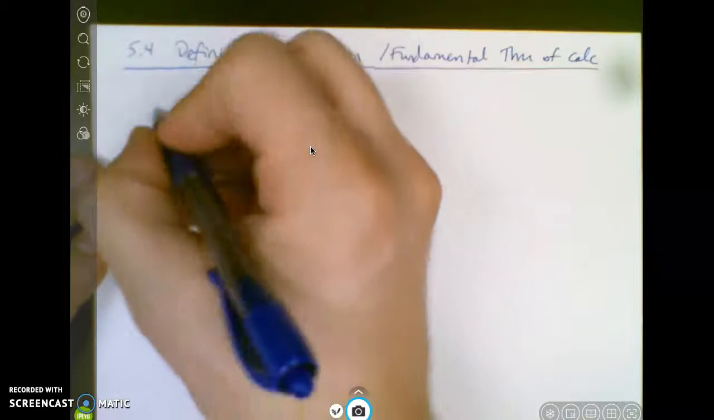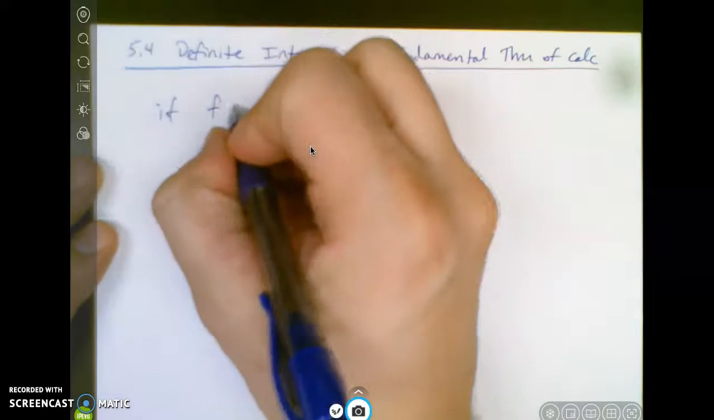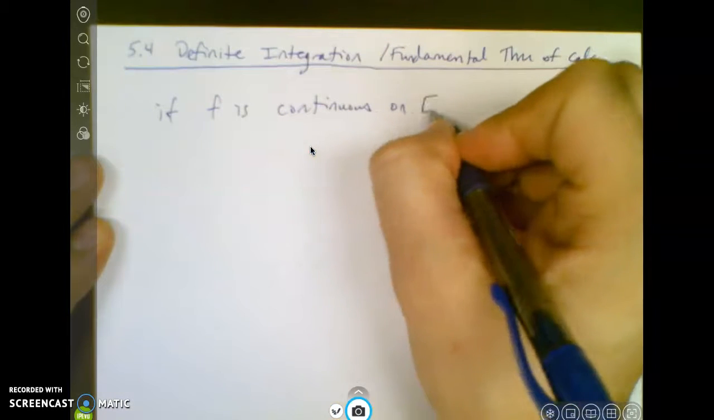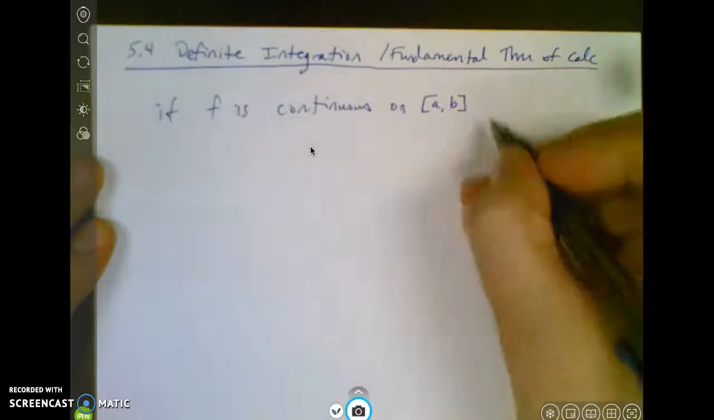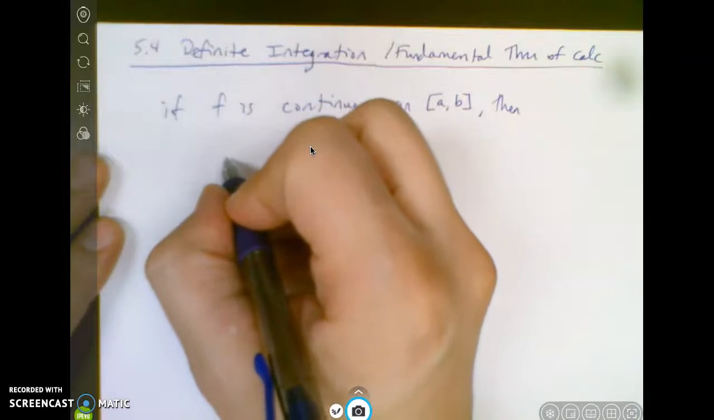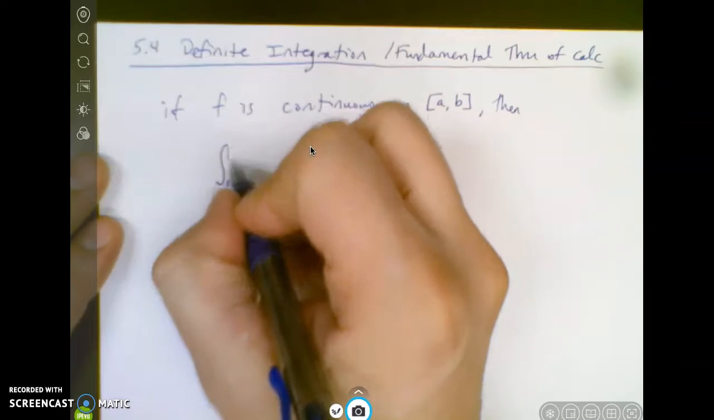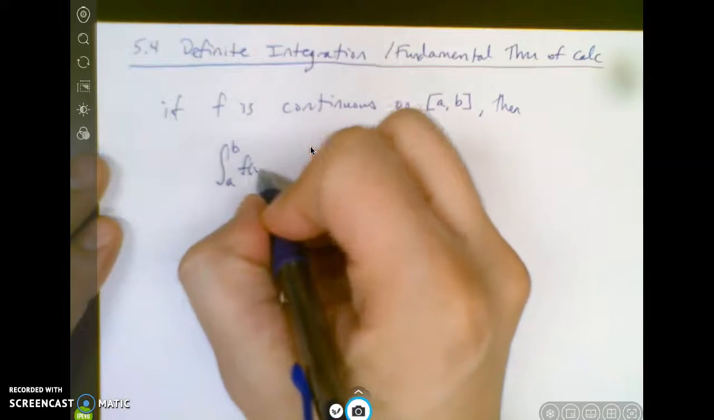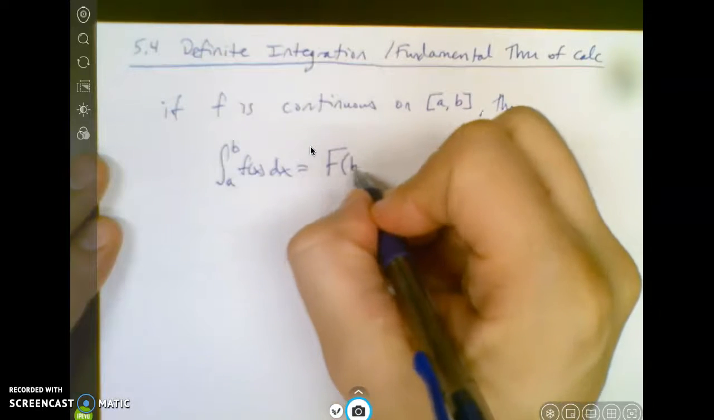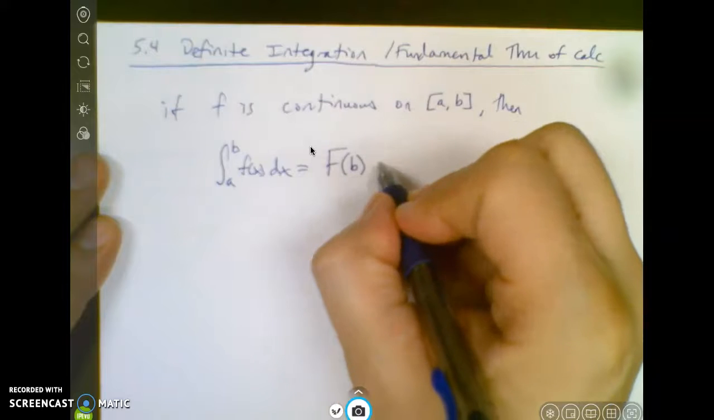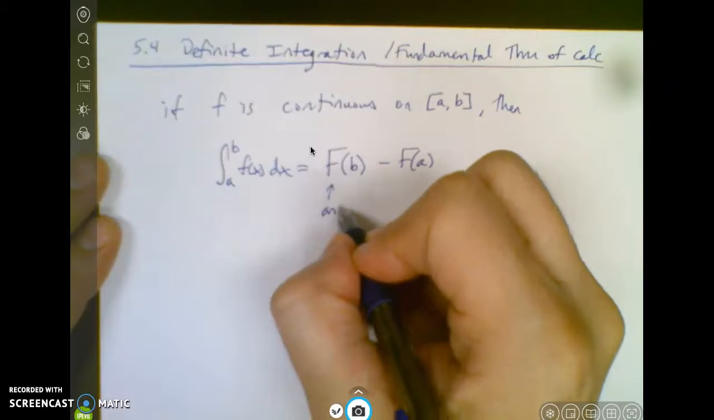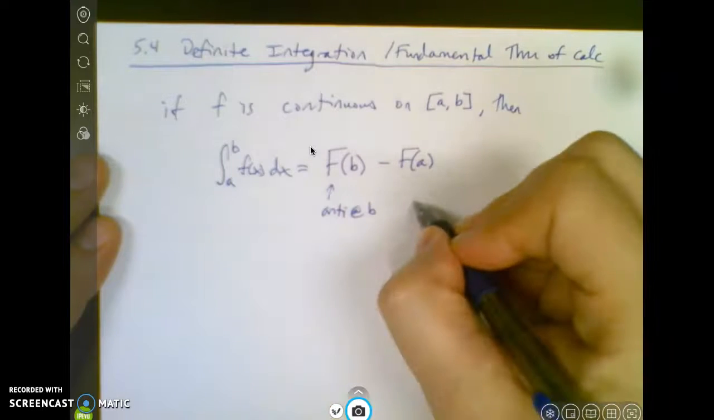The fundamental theorem of calculus says if f is continuous on [a, b], then we usually start off our equations like that. Here's what the fundamental theorem of calculus says. The integral from a to b of f of x dx equals the antiderivative, see why that's a capital F, at b minus the antiderivative at a. So this is anti at b, and this is anti at a.